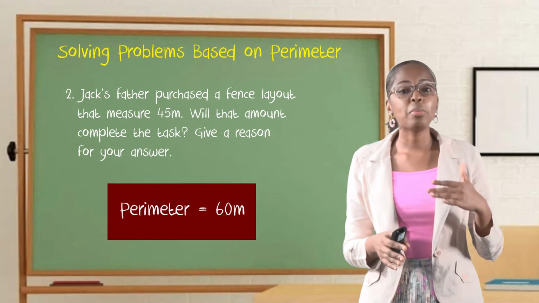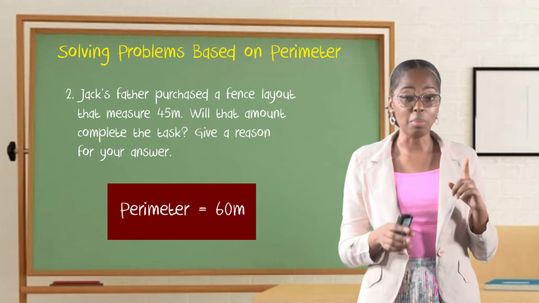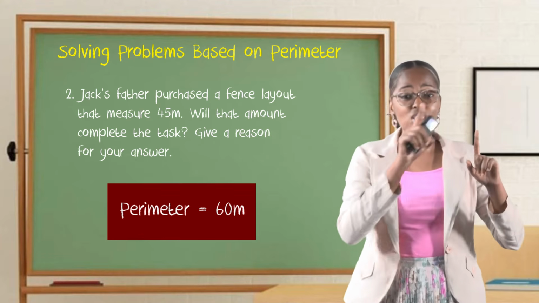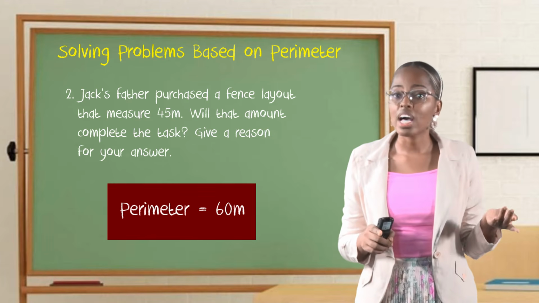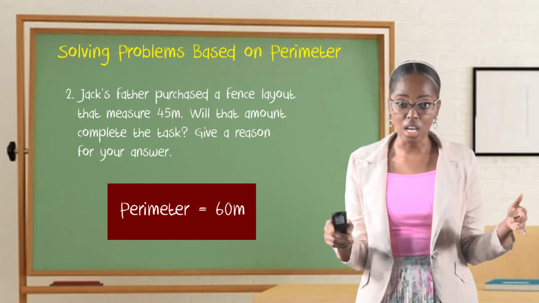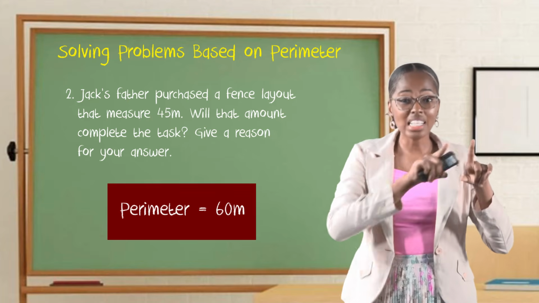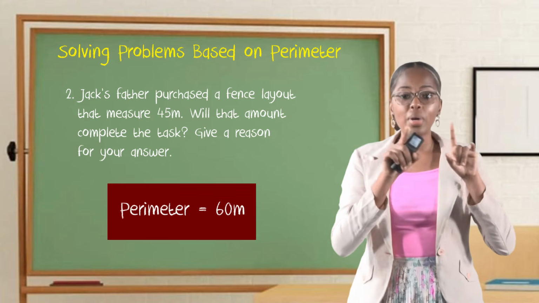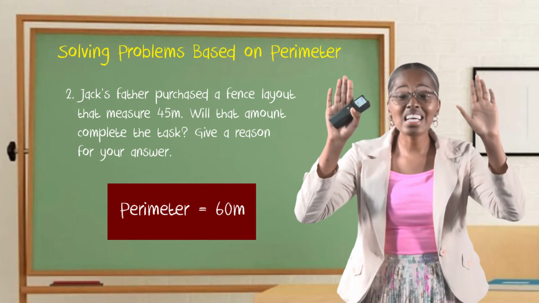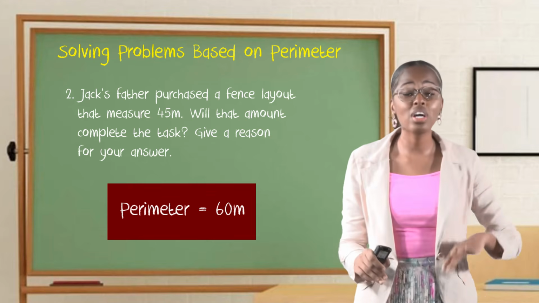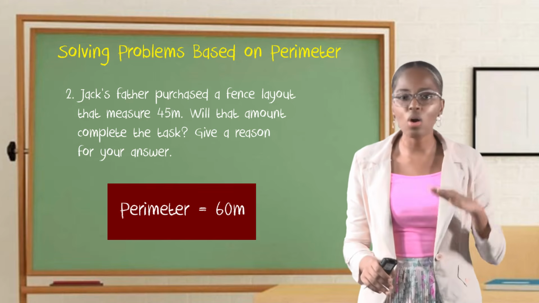We know that the perimeter of the yard is 60 meters, meaning the entire distance around that yard is 60 meters. However, Jack's father purchased a fence layout, and that fence layout has to cover the entire yard, but it's only 45 meters. 45 is less than 60. Therefore, that layout will not complete the task.